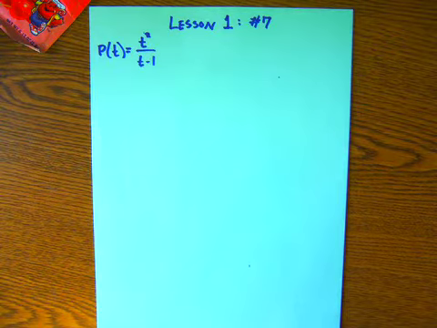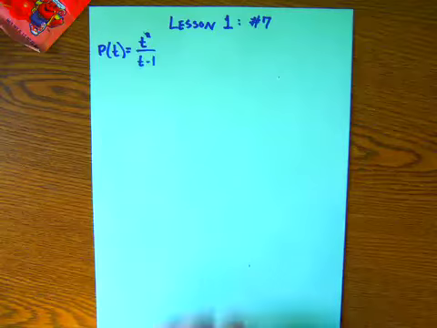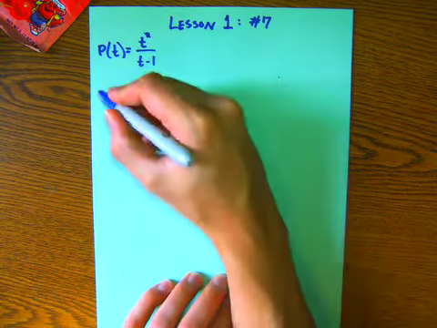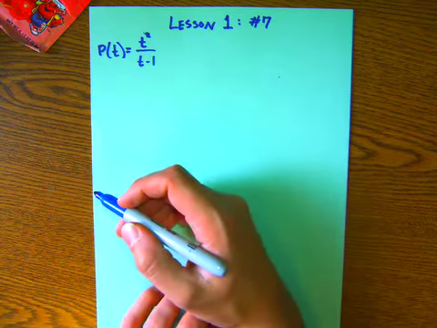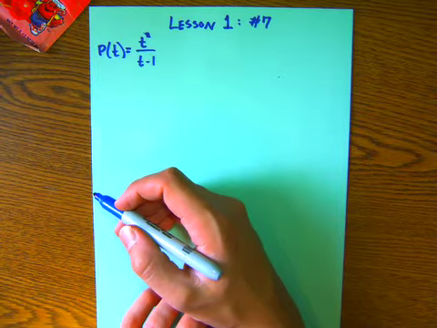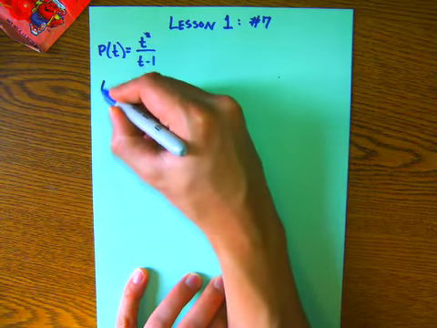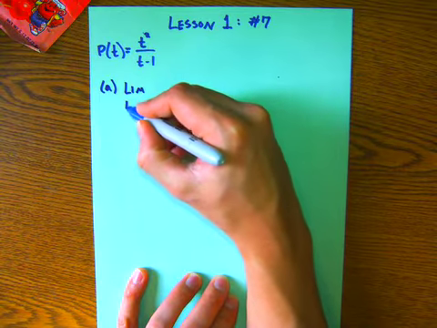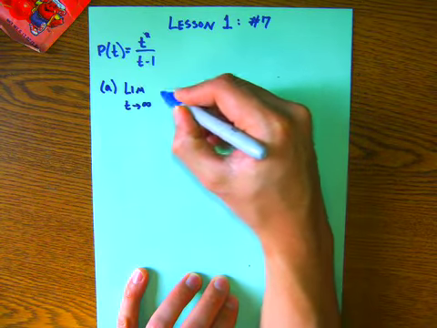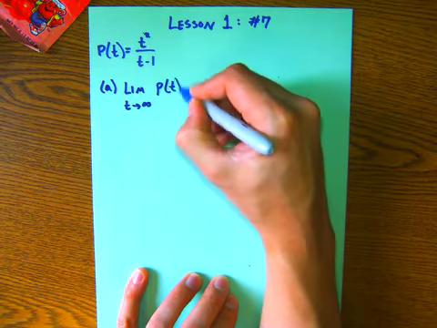This is sort of a lengthy problem, so hang on. Lesson 1, number 7, we're looking at this function, which is a position function, p of t equals t squared over t minus 1. And part A asks us to find the limit as t goes to infinity of p of t.